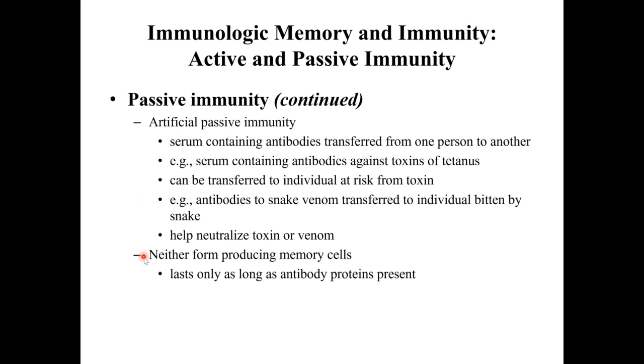Then let's see. It's temporary. When you receive the antibodies from somebody else, either artificially or naturally, you don't have the ability to make your own. So you don't have any memory cells.